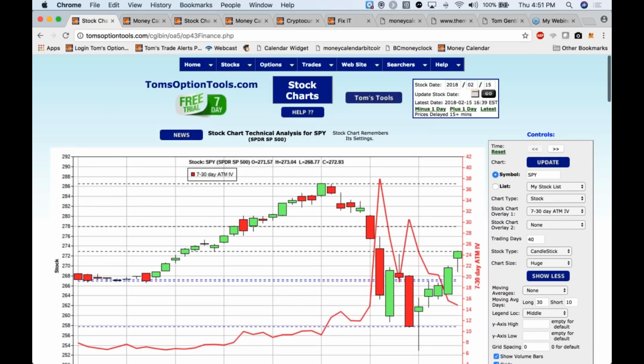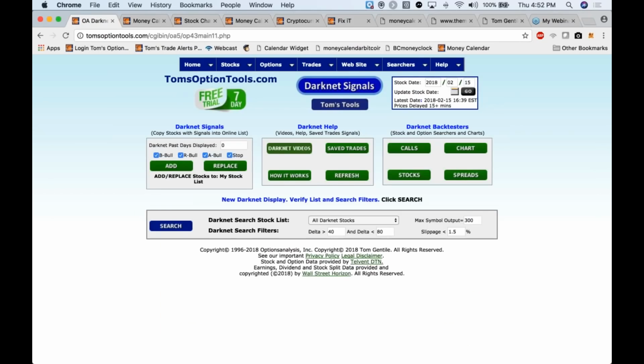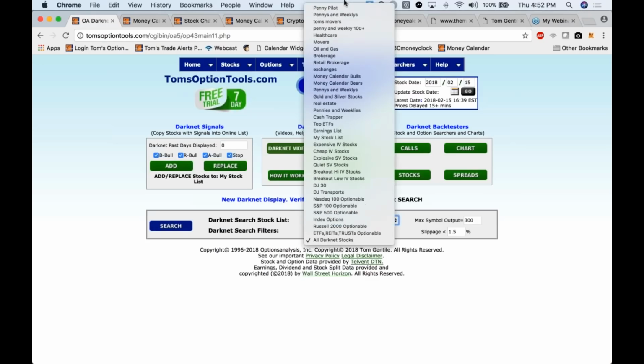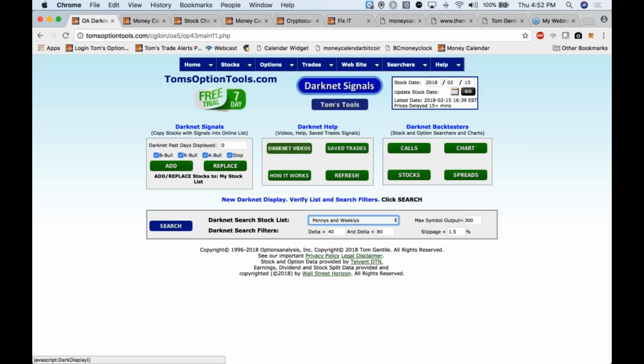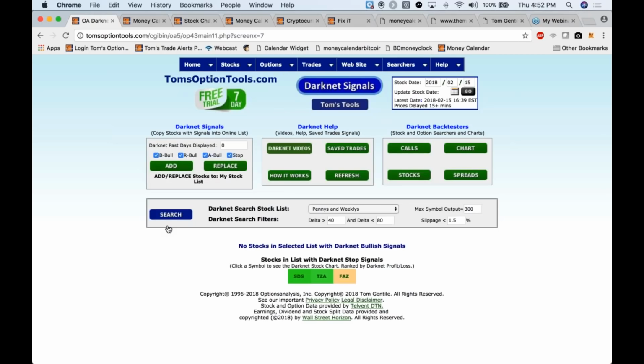Next, we talk about Darknet. I want to show you something in Darknet that I saw. This was amazing. Darknet just really killed it. If I go over to our Darknet signals, and you've got to be a level 2 to get Darknet, check out pennies and weekly. I'm going to highlight the penny and weekly stocks and search on this. Now, first, there's nothing today. You know why? Because Darknet is looking for channel collision buy signals, and if everything's going up like it has been the last few days, we haven't had too many channel collision buys.